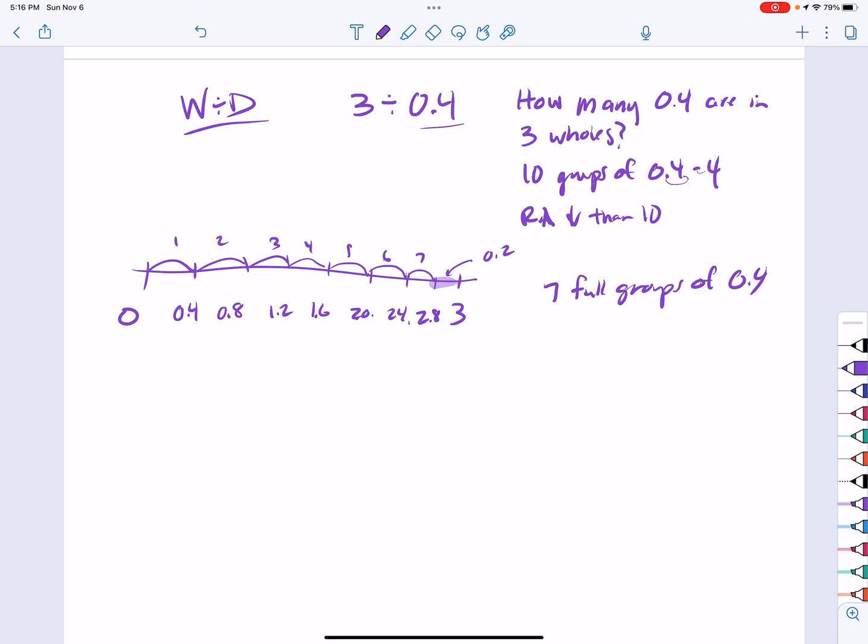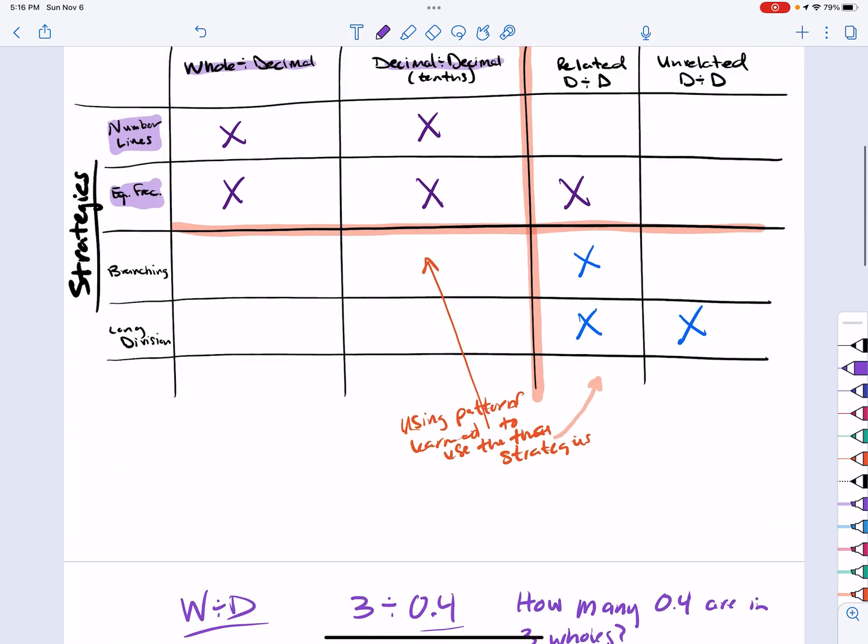And so that's not a full group, but that's actually a half of a group of 4/10, because it's only 2/10. So I know that I have 7 full groups and half of a group, so my answer is 7.5. And that checks out with my reasonability answer. So you can see here how number lines start to get a little bit not great when the numbers don't play nicely. So that was looking at the number line strategy.